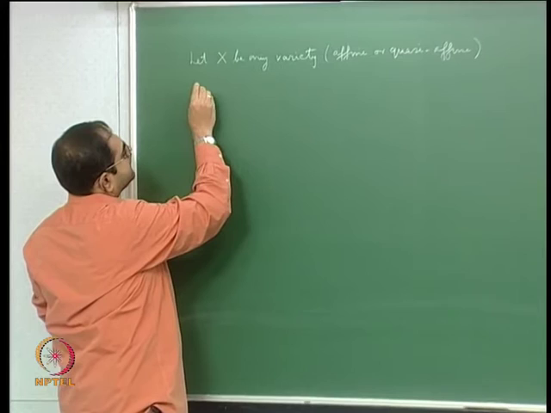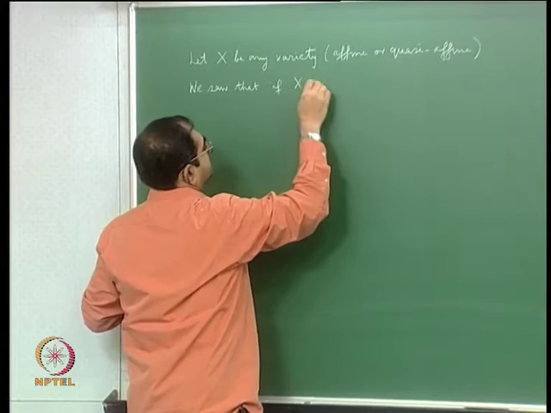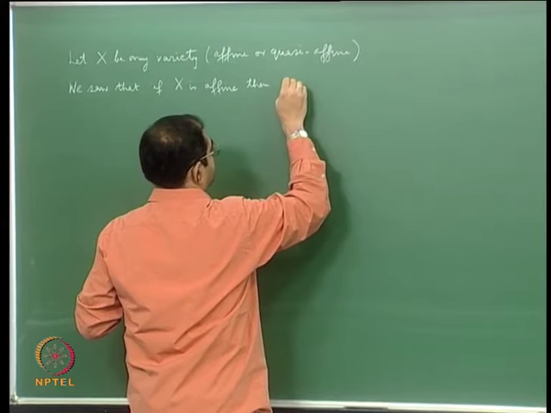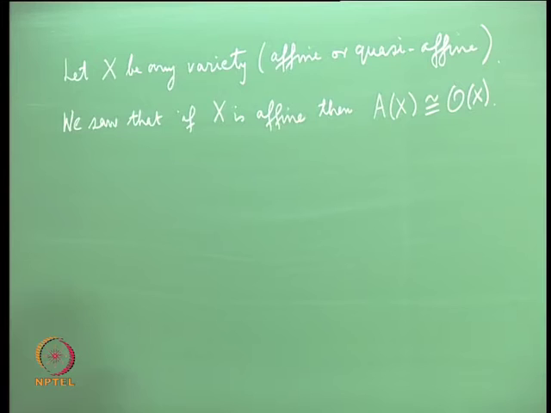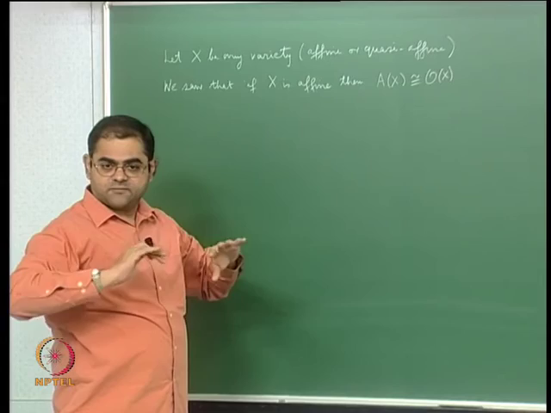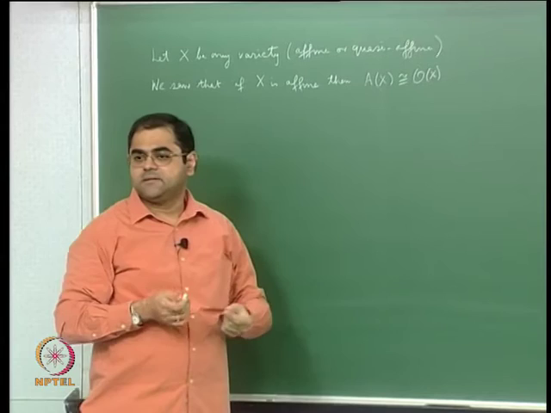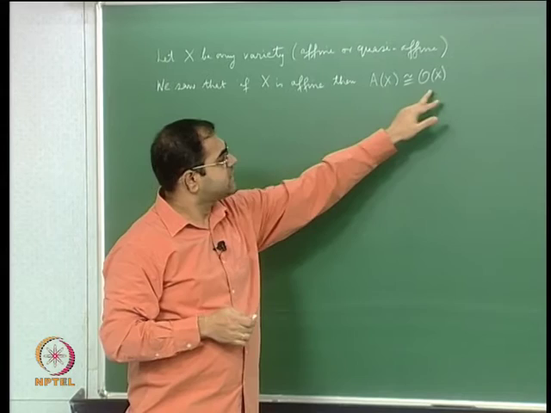And we saw that if x is affine, okay, then Ax and Ox are isomorphic. So Ax is the coordinate ring of x, the ring of polynomial functions on x, which is gotten by taking the ring of all polynomial functions of the affine space in which x is sitting modulo the ideal of x, which is a prime ideal. And Ox is supposed to be the ring of all regular functions on x, okay. And we saw that if x is an affine variety, then there is an isomorphism like this, all right.